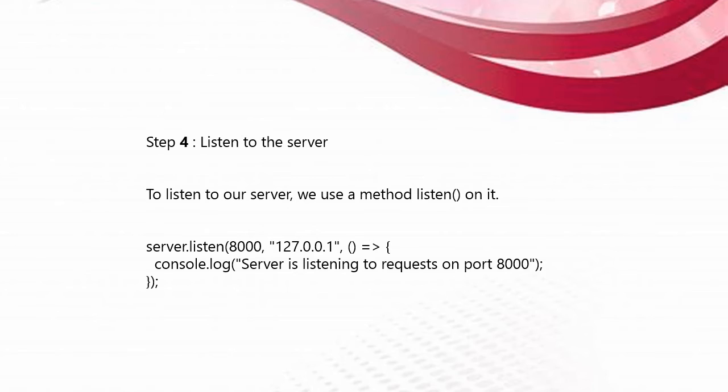The next parameter specifies the host. It is optional and it is localhost by default. Localhost refers to the computer that the program is currently running in. But we can pass in the localhost explicitly as well, so 127.0.0.1. It is the standard IP address for the localhost. And the third parameter, as you know, is a callback function that gets fired off as soon as the server starts listening. It is also optional.